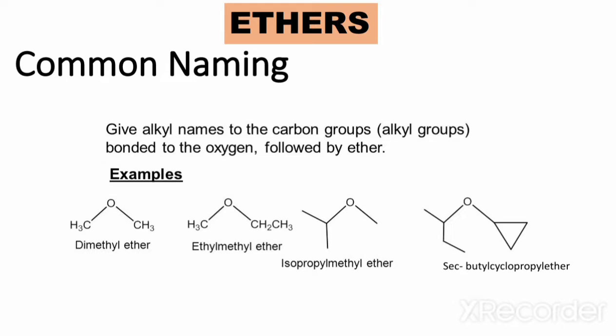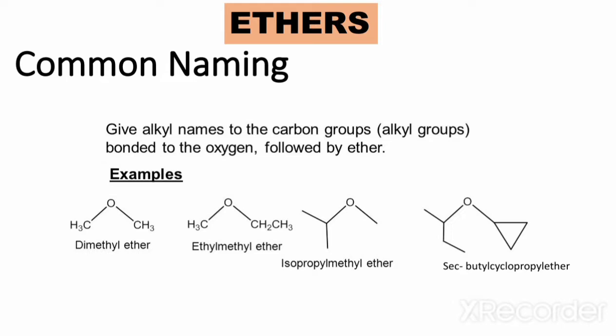Because these are two same groups attached on the oxygen atom, we will name it as di, because di is for two, and methyl is the alkyl group attached on the oxygen, so we name it as dimethyl. At the end, we name it as ether.